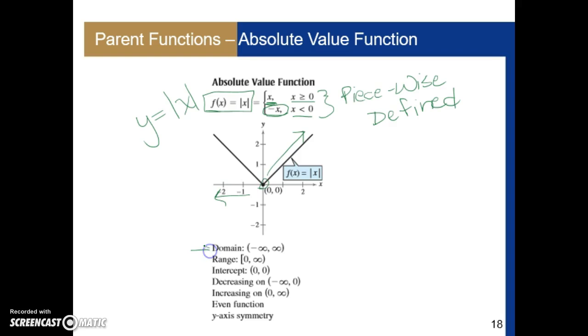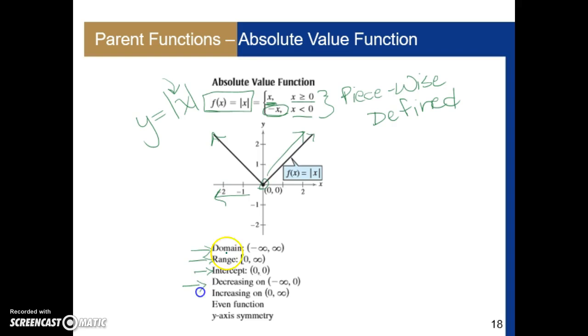The domain of this function is negative infinity to positive infinity. The graph goes on. There are no real number values that I can put into this function machine that are going to give me trouble. The range, as we can see from the graph, is 0 to positive infinity. On the parent function, there's only one intercept. That's the point of origin.